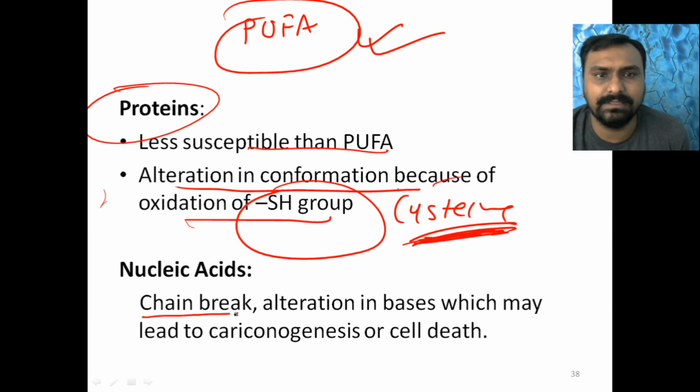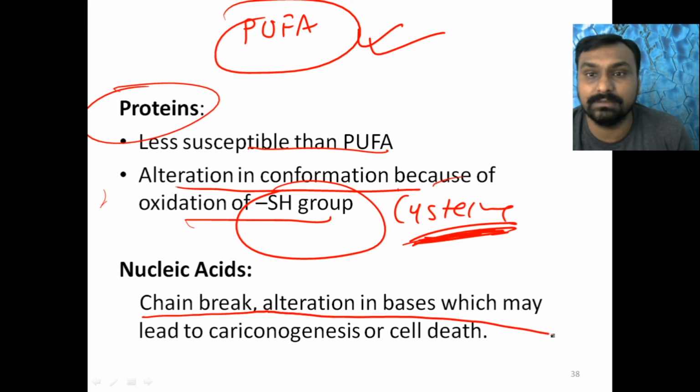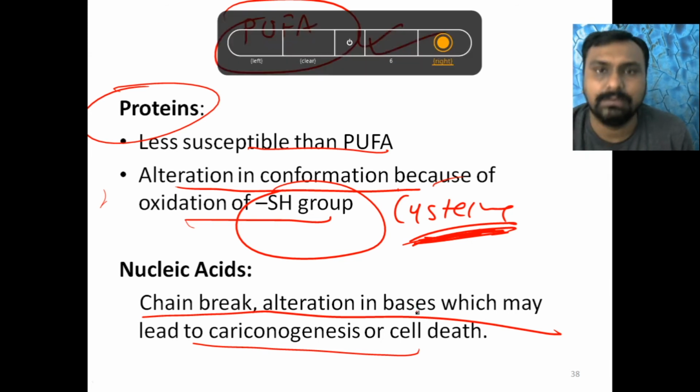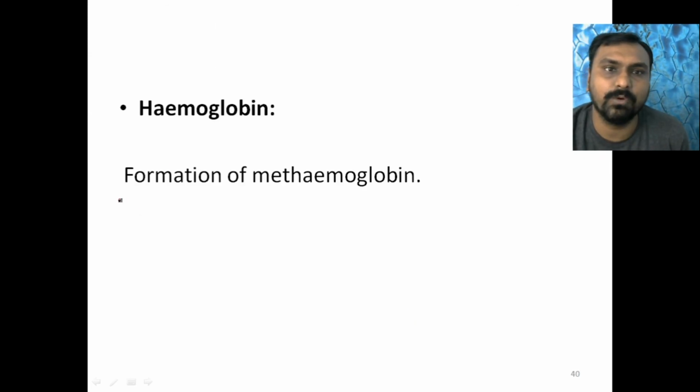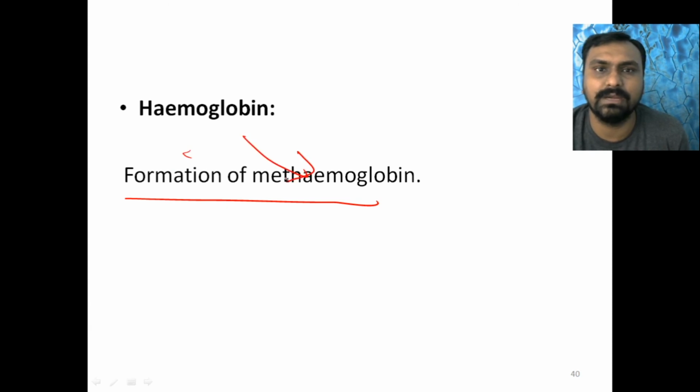Then nucleic acid: there is a chance of chain break and alteration in the nitrogen base, and that can lead to cell death or carcinogenesis. So cancer may be caused when nucleic acid is damaged. And if hemoglobin is damaged, how? Because the free radical will convert hemoglobin to methemoglobin.